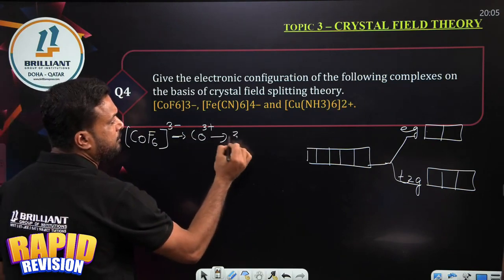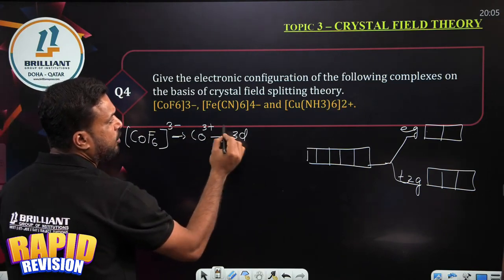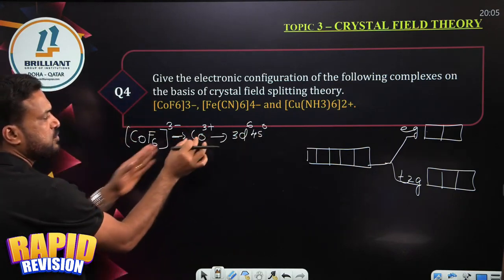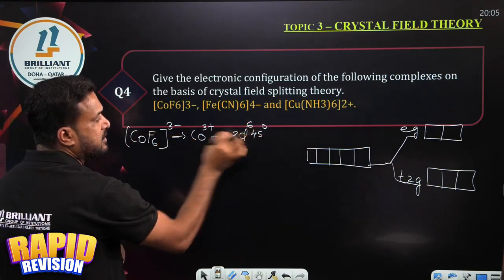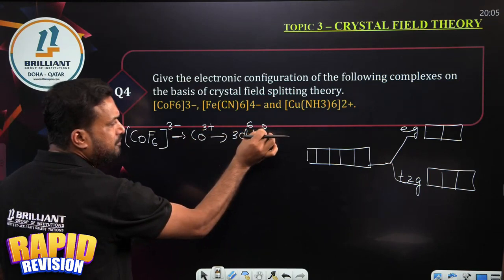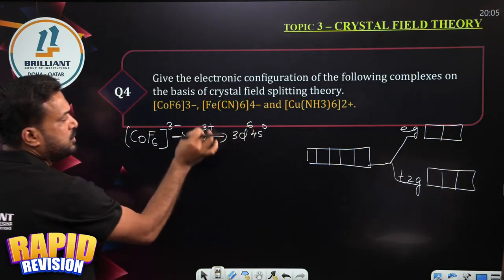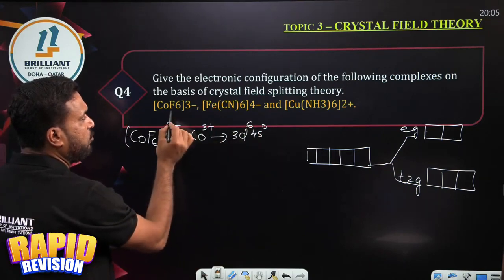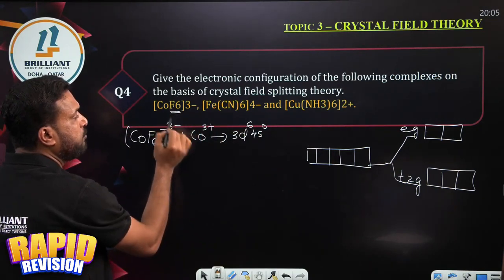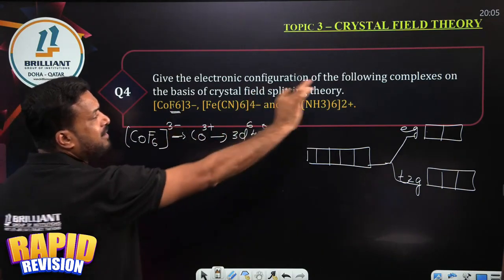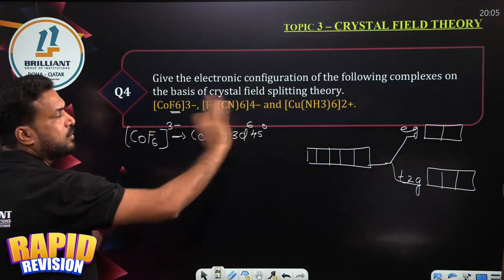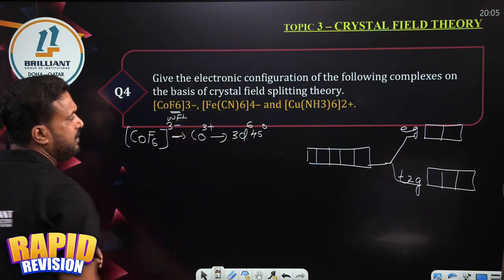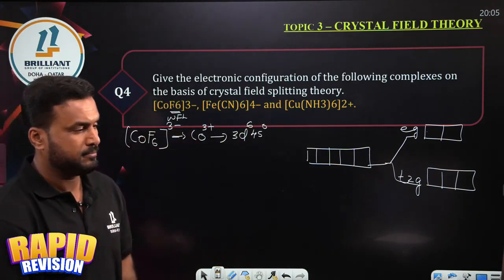Then what is the electronic configuration? The electronic configuration for Co3+ is 3d6 4s0. In many cases they will give cobalt, so you can easily remember 3d6, because normal cobalt is 3d7 4s2. So Co3+ means 3d6 4s0. And what is the ligand over here? Fluorine. Is fluorine strong or weak? I gave a list of strong ones, other than that all are weak. So this is a WFL, a weak field ligand.